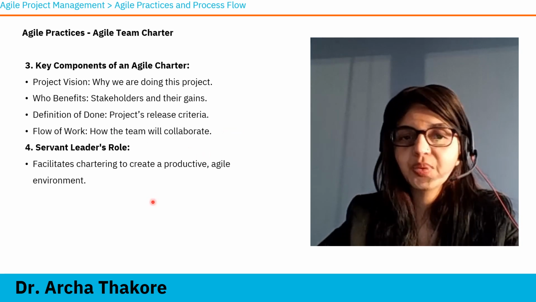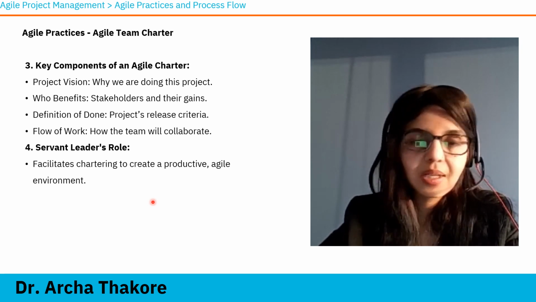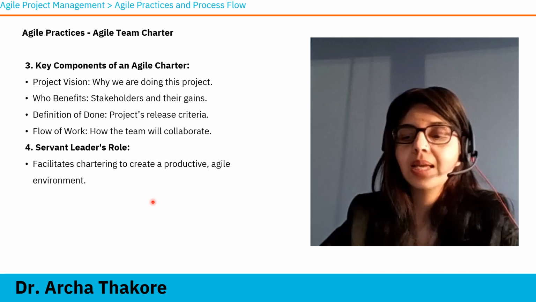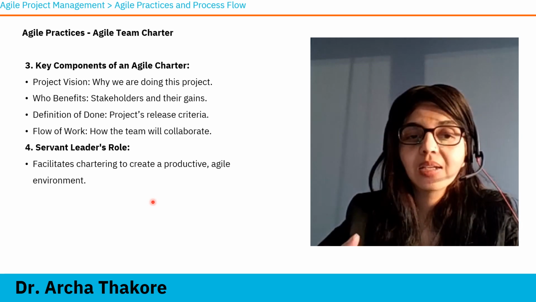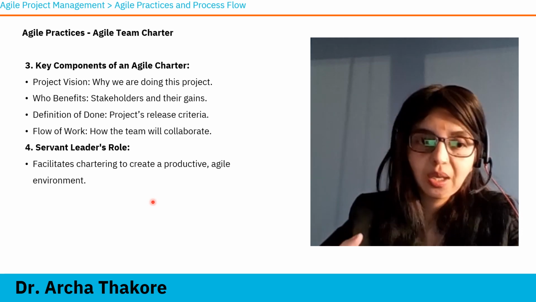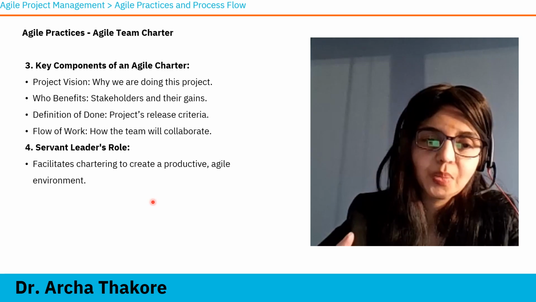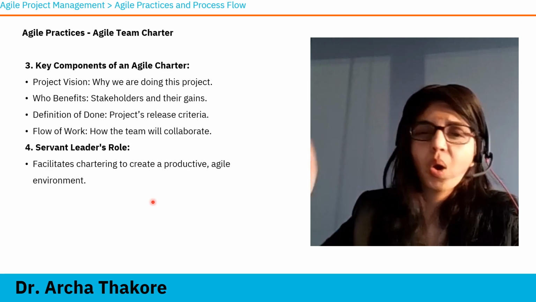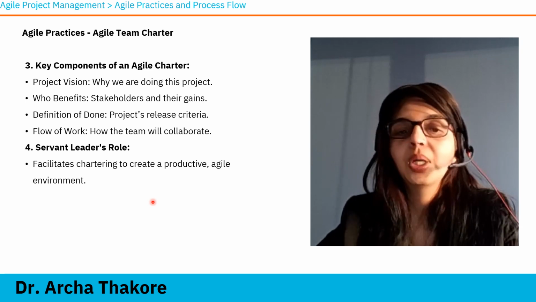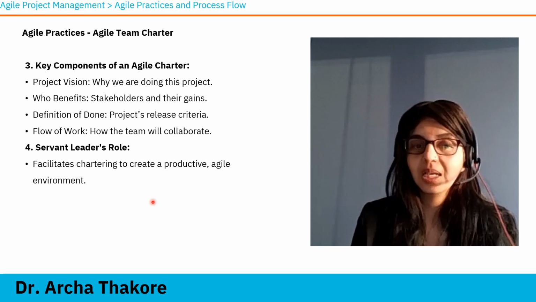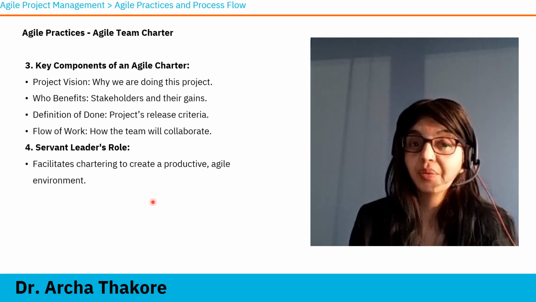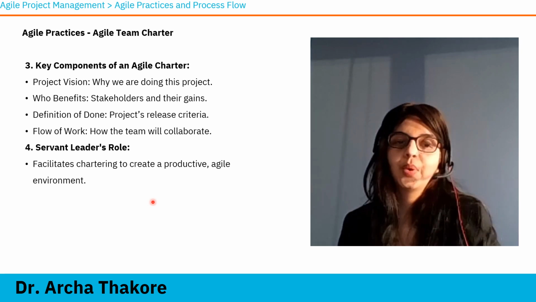Now there is a concept of servant leader, and we will cover it in a little bit more detail. But the gist is that Agile does not encourage micromanaging by the leaders, but they talk about servant leaders. The leaders are there not to direct and push work, but to be there as facilitators, removing blockers, and helping the team, serving the team to get the work done.